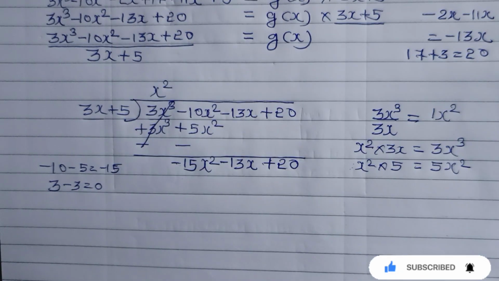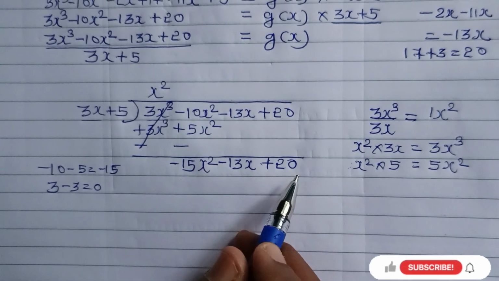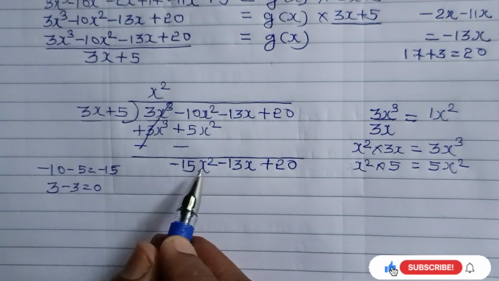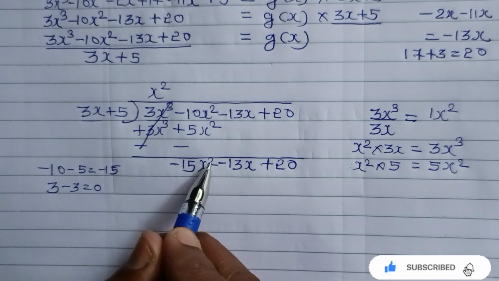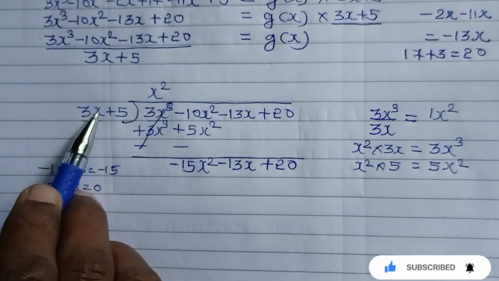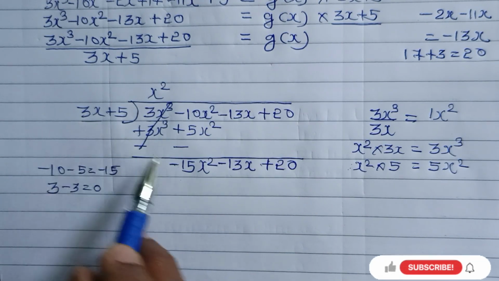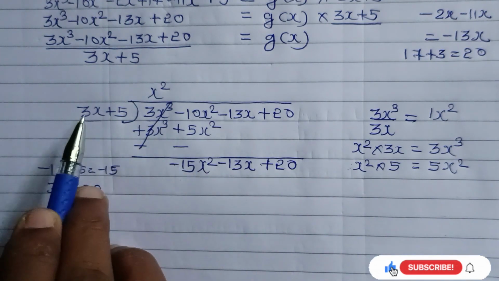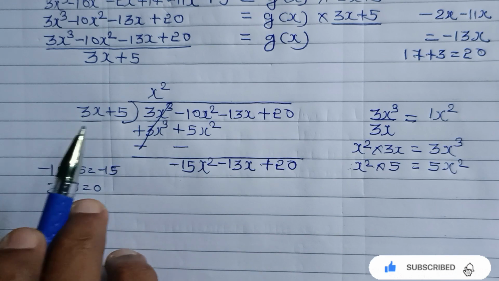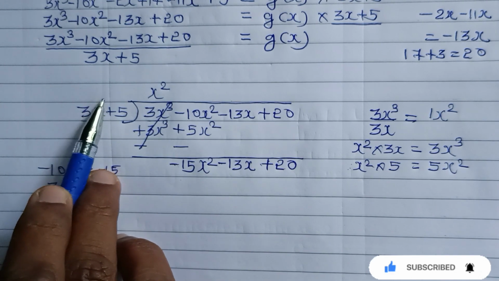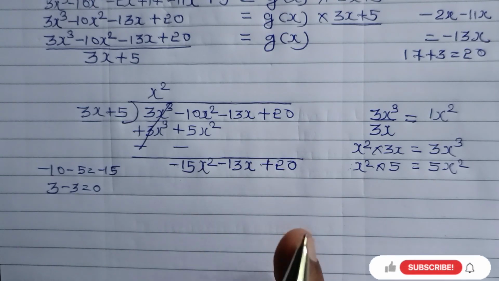Next, you have to see the first term of this new dividend. What is the first term here? Minus 15x square. You have to see the degree of this. What is the degree here? 2. Then compare this degree with the leading term of the divisor. What is the degree here? 1. The degree should get less than this, but here the degree is 2 and here the degree is 1. Less than this means if it is 5 degree, then you should get below 5. Now you have to continue this process further.